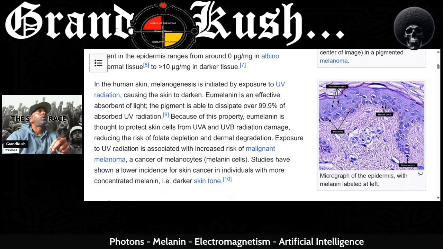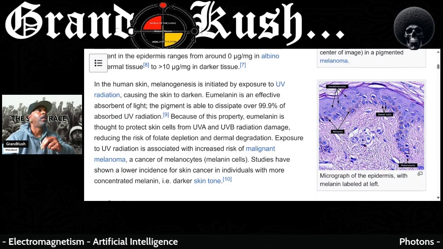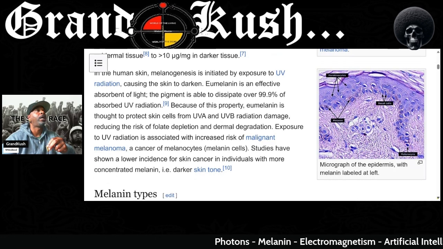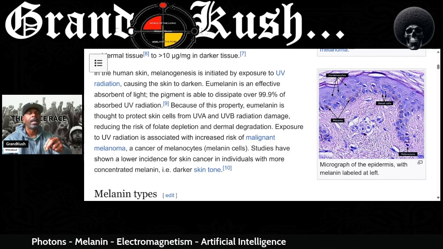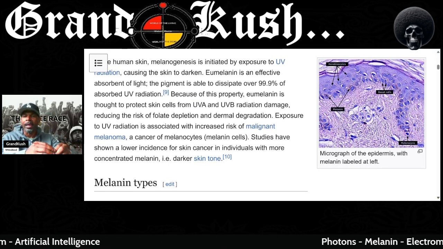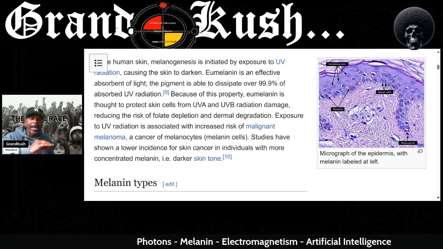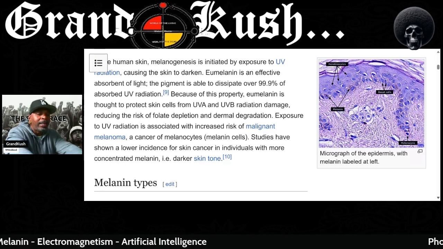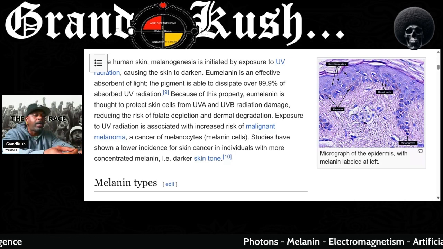Exposure to UV radiation is associated with decreased risk of malignant melanoma, a cancer of melanocytes, melanin cells. Studies have shown a lower incidence for skin cancer in individuals with more concentrated melanin, i.e. darker skin. And so for a long time, there's been a push, even up to this day, that dark skin is not in and will never be in. And that's bullshit. Okay? That's where all the hate is coming from. We glisten and shine in the sun.